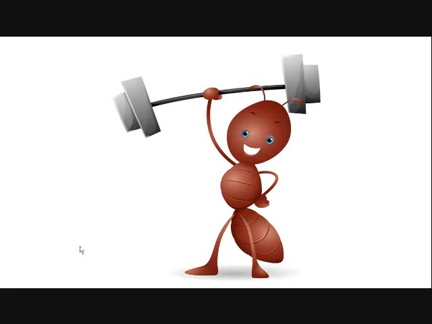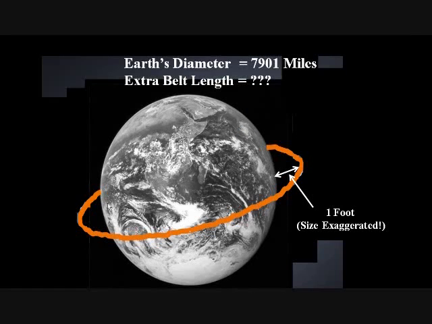At any rate, these ants are really angry in this problem, and what they want is for this belt to be lifted 1 foot off of the surface of the Earth all the way around. You can see this figure here. Obviously, I've exaggerated this 1 foot so you can see it, but they want this belt to be lifted off of the surface of the Earth 1 foot all the way around.